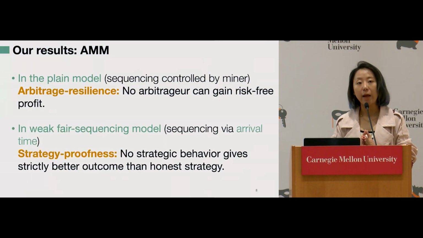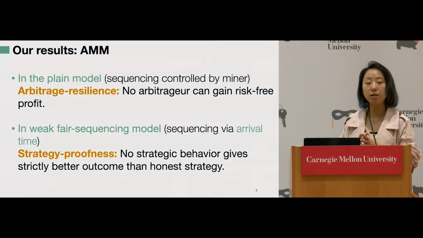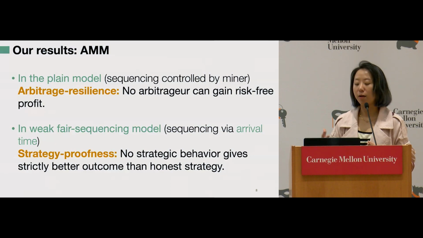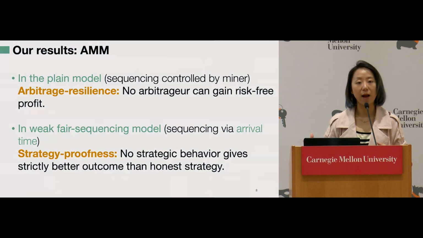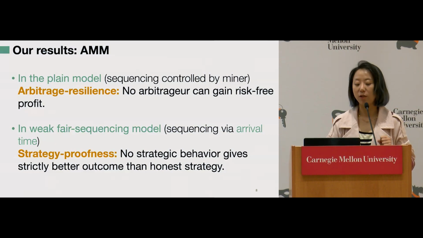Additionally, if our consensus provides a stronger guarantee of weak fair sequencing, meaning that the orders from the users are now sorted based on their arrival time, then we can achieve a strictly stronger property called strategy-proofness, meaning that no strategic behavior can give me a strictly better outcome compared to the honest strategy.